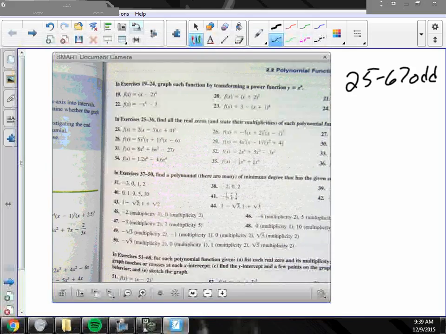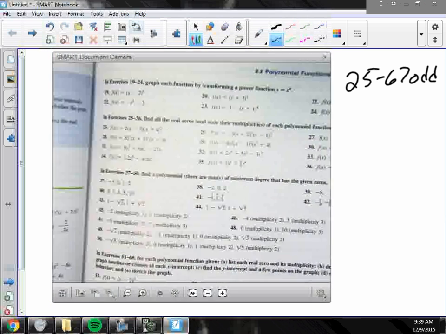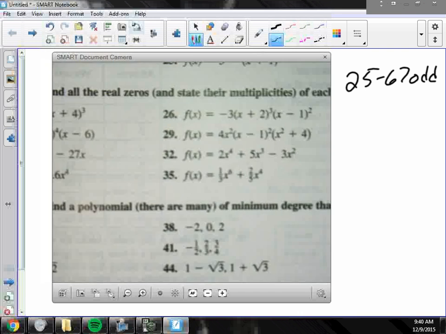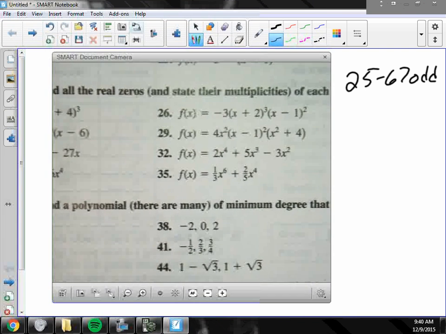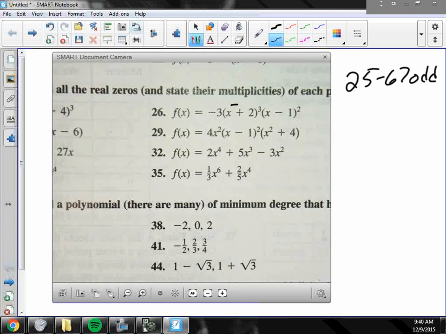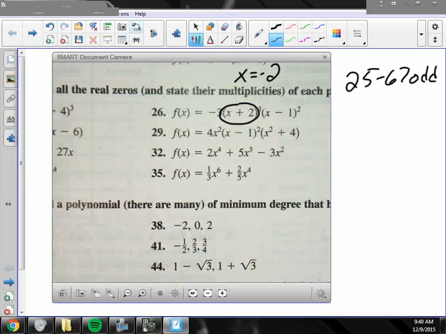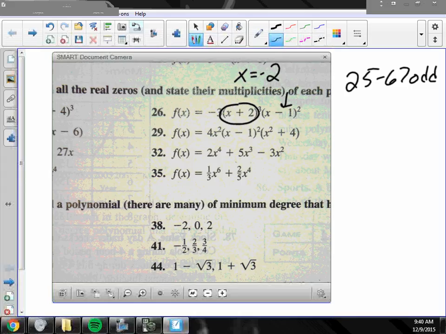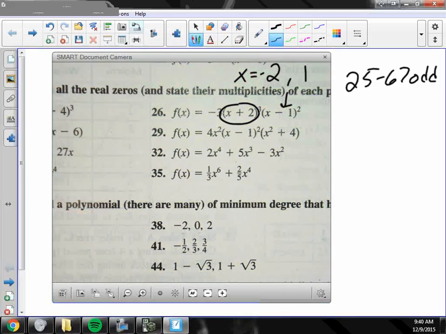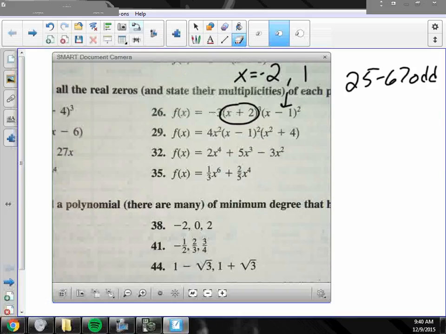So if you look at 26, 26 has two distinct roots. What are they? So this factor produces the root x equals -2, and this factor produces the root x equals 1. And you also need to state their multiplicity, meaning how many times does that particular root show up. So you probably want to do it this way.